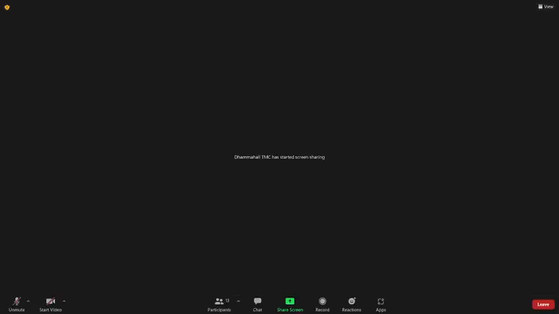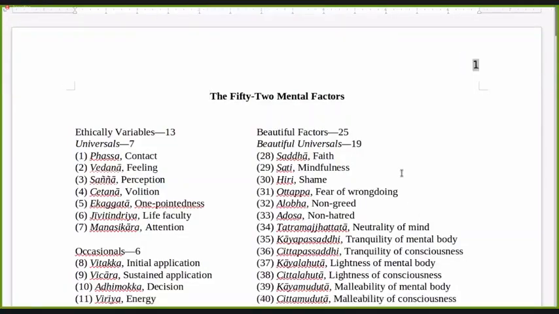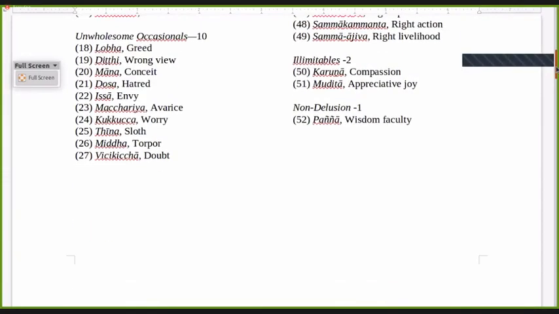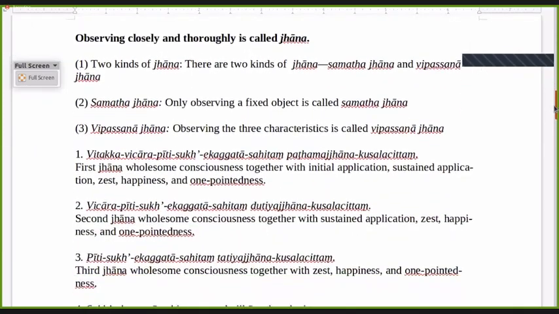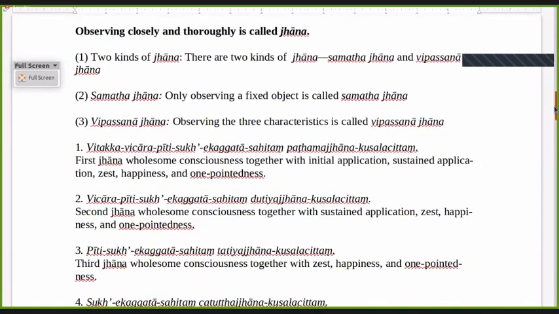The first jhana is accompanied by 5 jhana factors. Those factors are vitakka, vichara, piti, sukha, and ekaggata. So you need to remember Pali. They are all mental factors. And the first one is vitakka. It is translated as initial application. That means initial application of mind to the object.